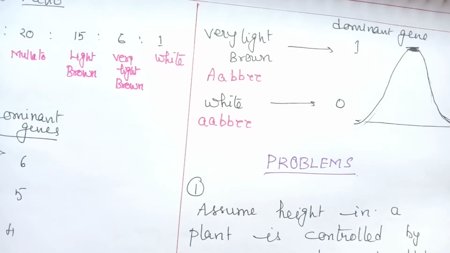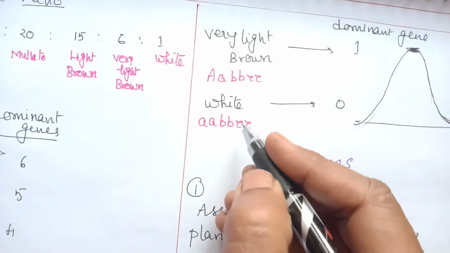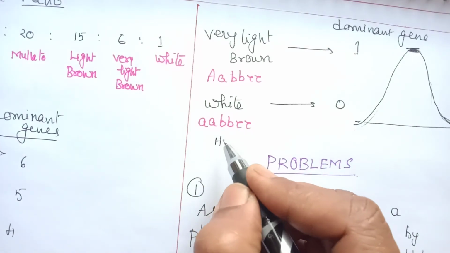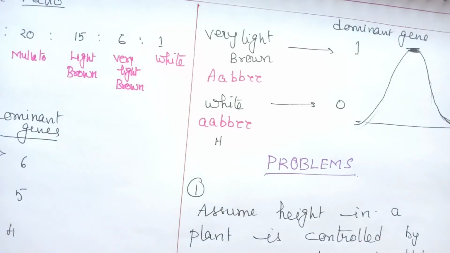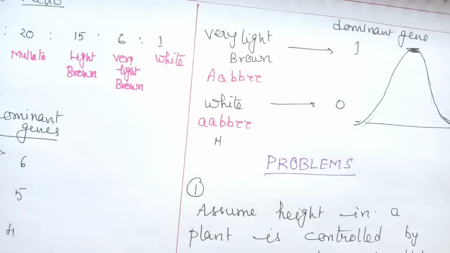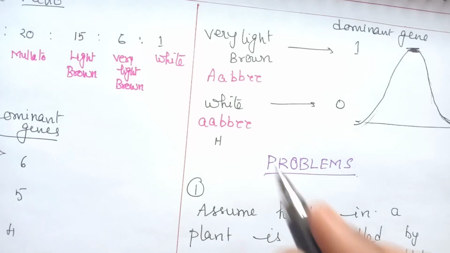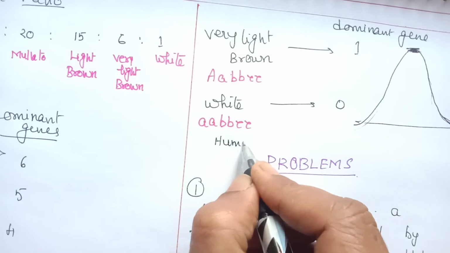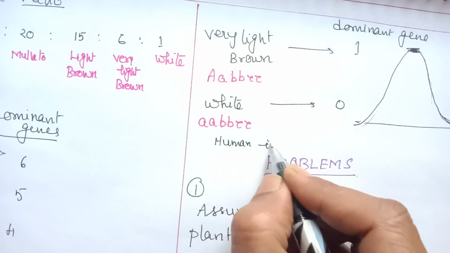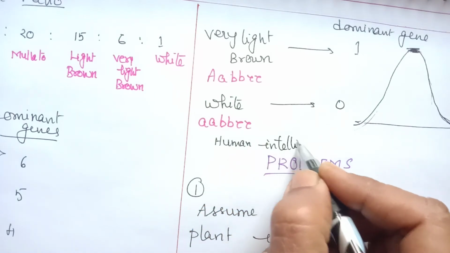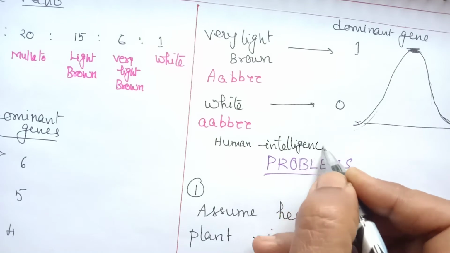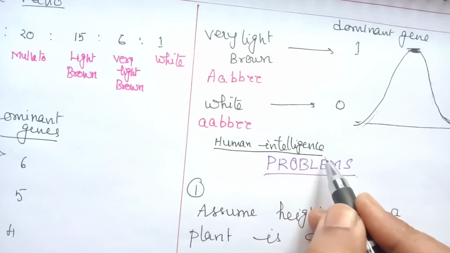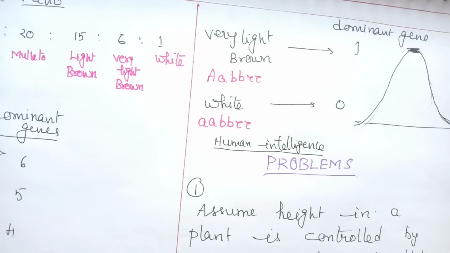Other examples we can take: human intelligence also. Human intelligence also is a polygenic inheritance, because even here we find a range of intelligence. It's not that one is highly intelligent and the other is an idiot. So there is a range always. So the other example we can take is human intelligence. This is also an example of polygenic inheritance.